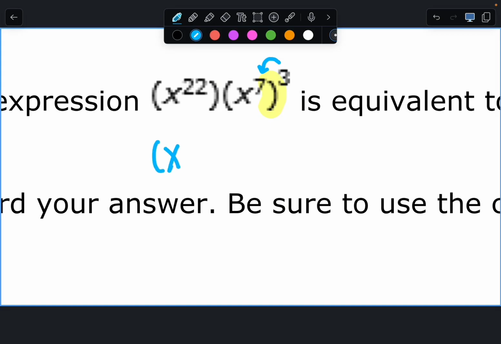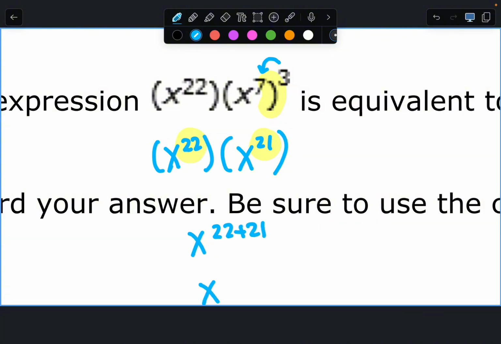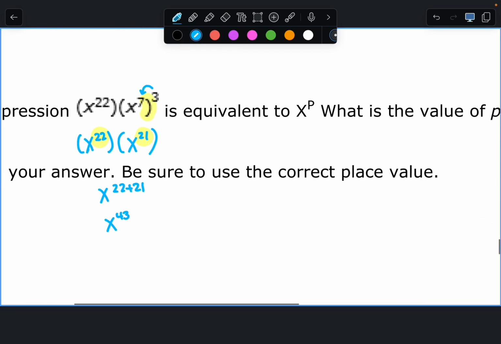So after you multiply 7 times 3, now you have x to the power of 22 times x to the power of 21. What do you do with these exponents right here? You add them. So you get x to the power of 43. But that doesn't answer the question, because it says that is equivalent to what? The P. So what is the value of P? 43. Now jump down to 21.